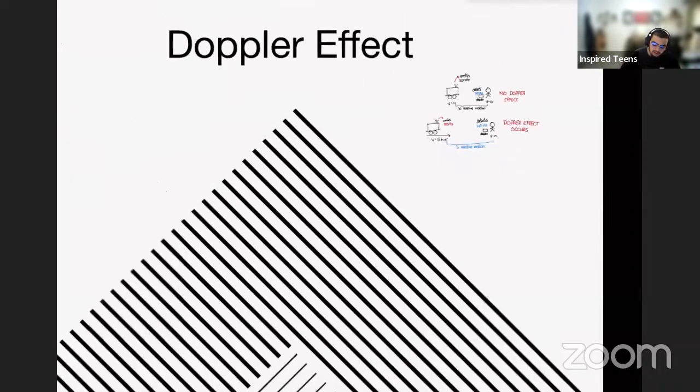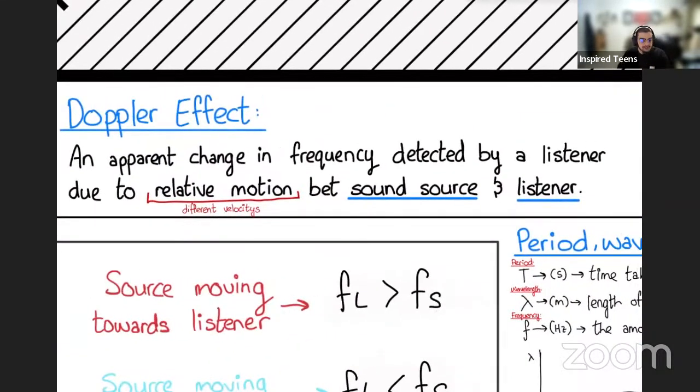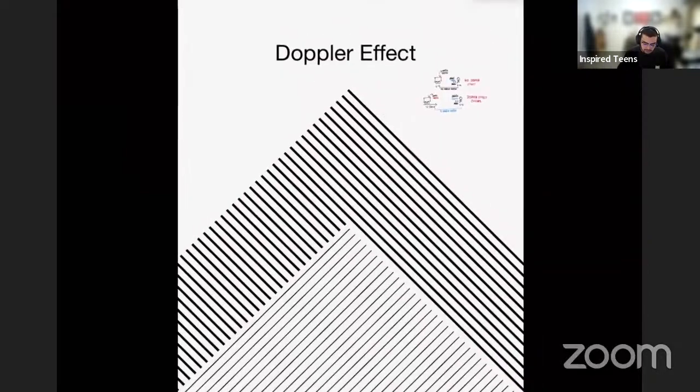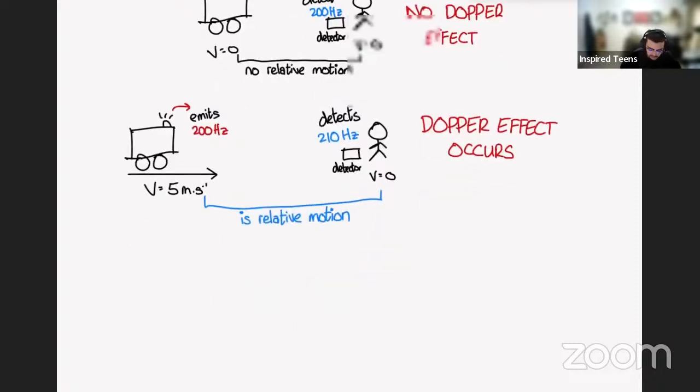And let's just look at the definition of the Doppler effect once more. It's an apparent change in frequency detected by the listener due to the relative motion. So apparent also kind of means like fake change, right? It's not an actual change in the frequency of the sound source. It's just apparent because of the relative motion. The frequency detected by the listener is changed compared to the original frequency emitted. And coming back here, it is actually higher when the sound source is moving towards the listener.